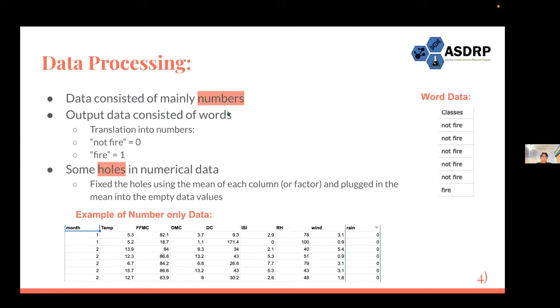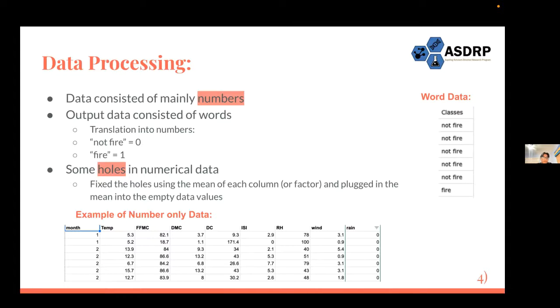So how we processed our data: when we collected it, it consisted mainly of numbers. So this made our data processing quite easy, but we did have a few problems. One of our outputs was to predict whether there's going to be a fire or not, and in our data, that consisted of words. So in an Excel sheet, we simply changed every not fire into a 0 and fire into a 1, so that when we actually run our model, we would get a 0 or 1 output, making our code much better.